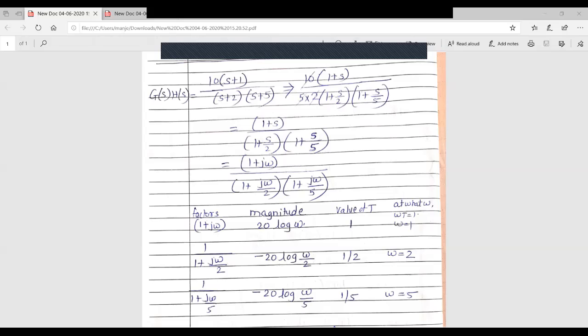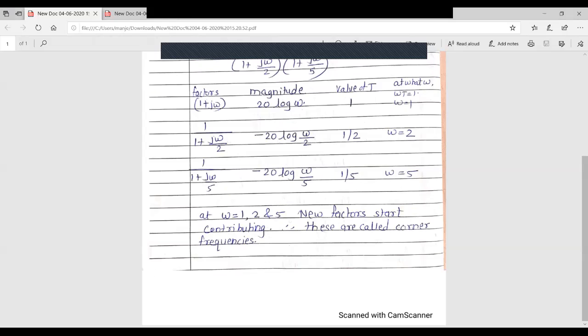That means at frequencies 1, 2 and 5, these factors will start contributing, and that is why these are known as corner frequencies. So at 1, 2 and 5, the factors start contributing, and these are called corner frequencies. I think this is clear now. Yes, ma'am. Okay, so the significance, I'm repeating again.